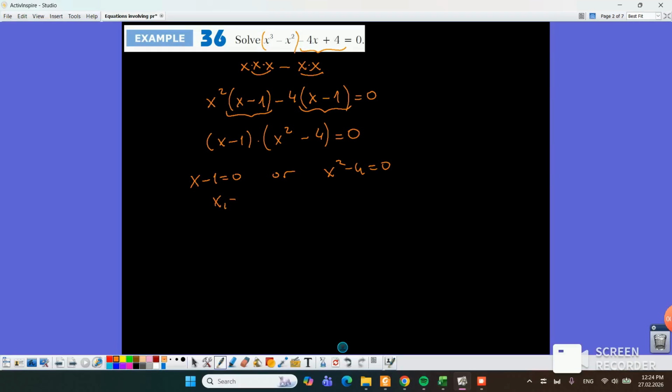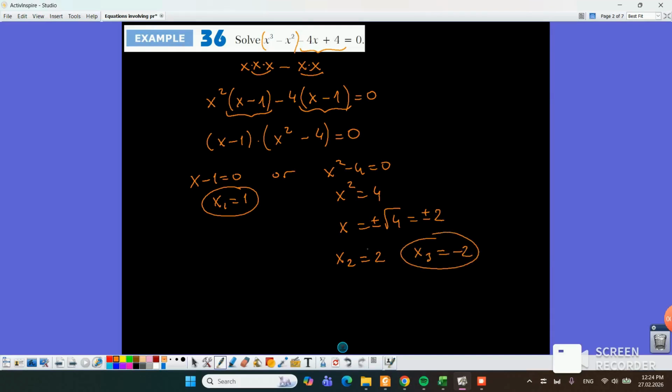So from here I will get x1 is equal to 1. From here I have x squared is equal to 4. So x is equal to plus or minus root of 4, which is plus or minus 2. So you can write x2 is equal to 2 and x3 is equal to minus 2. So we have 3 roots for this equation. This is how equations involving product work.